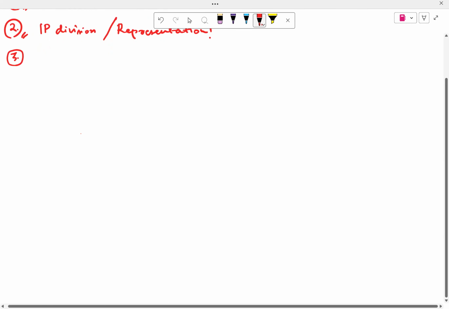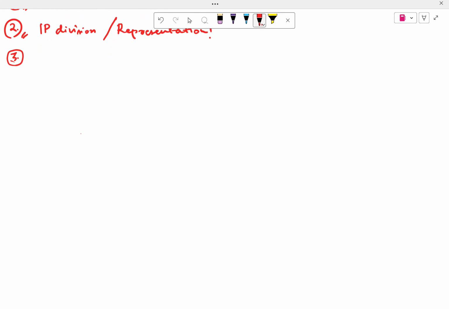Third one is whether the following statements are correct. It's about the internet. Fourth is the following network: what will be the routing table for C? That is link state routing. Fifth is in the BGP protocol, update and notification messages are used for.